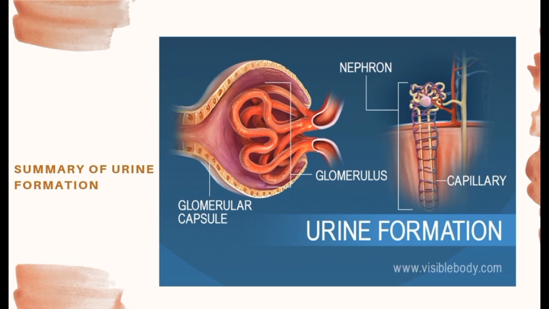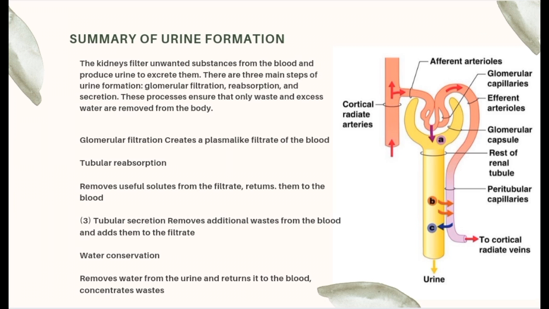Summary of urine formation. This photo illustrates how urine is formed. The kidneys filter unwanted substances from the blood and produce urine to excrete them. There are 3 main steps of urine formation: glomerular filtration, reabsorption, and secretion. These processes ensure that only waste and excess water are removed from the body.